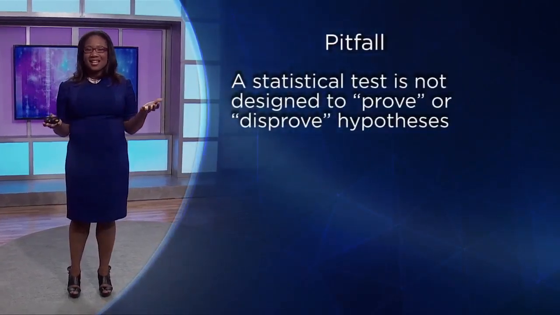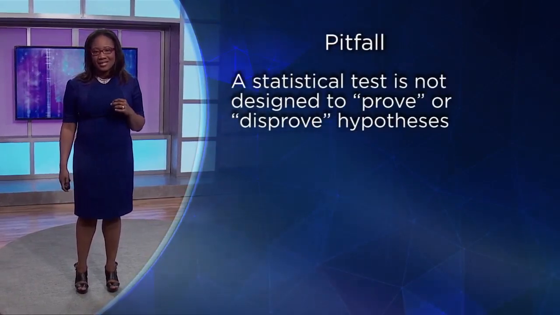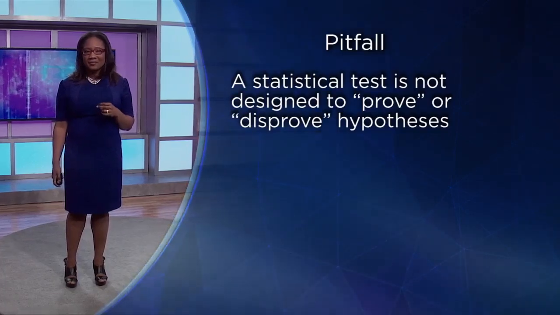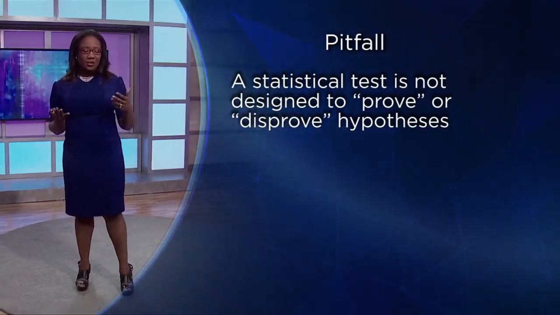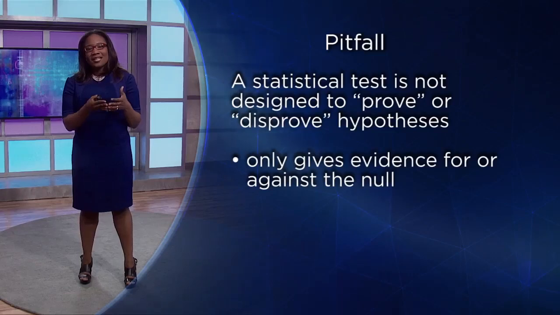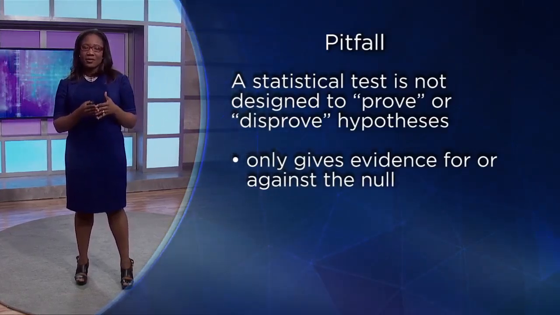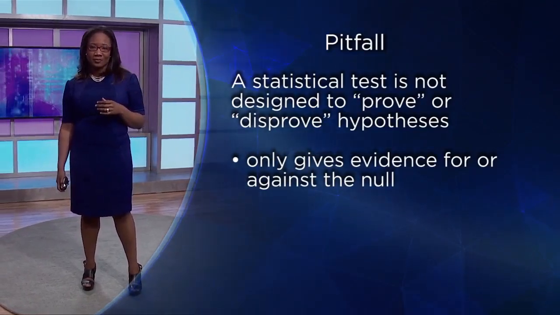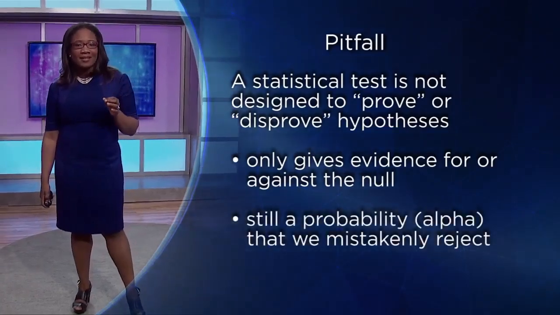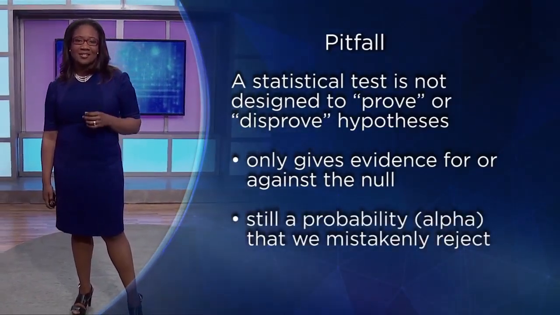Now, we'll talk more about p-values in the very next lecture, but there are a couple of pitfalls that I don't want you to fall into. A statistical test is not really designed to prove or disprove hypotheses. It weighs the evidence that you've provided with the data, and then it's going to determine what's warranted. Whether we reject the null hypothesis or fail to reject the null hypothesis, a significance test is only going to give us evidence for or against the null, although the alternative is what we believe to be true. And even if the null hypothesis is true, remember, there's still a probability that we'd mistakenly reject it. And that's our significance level, alpha.